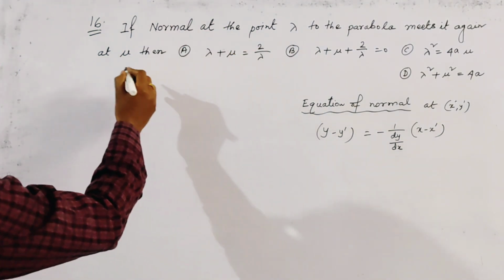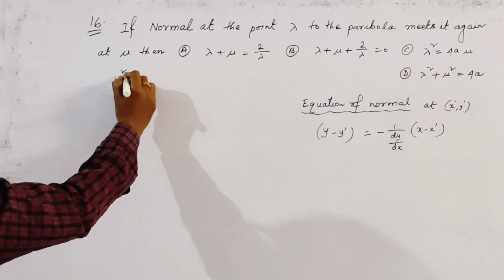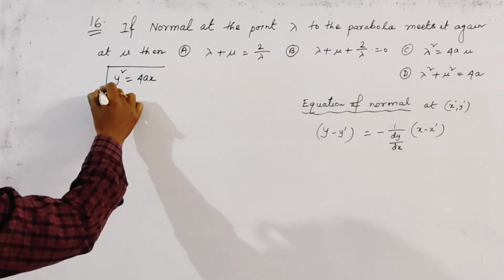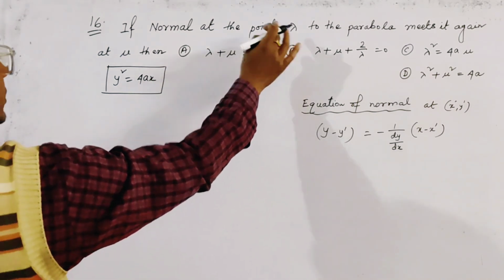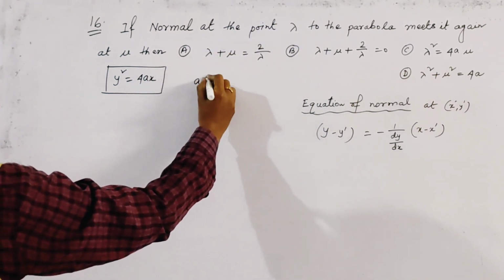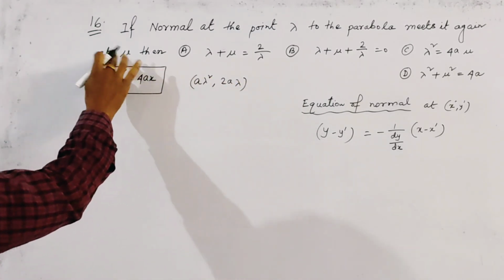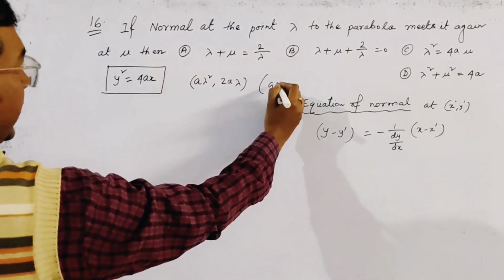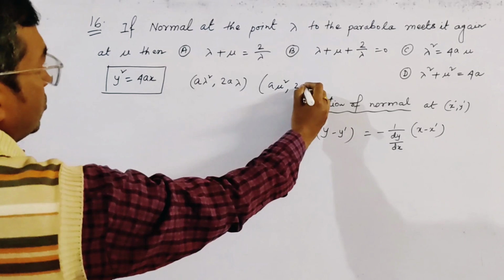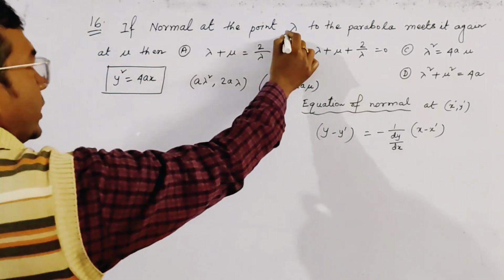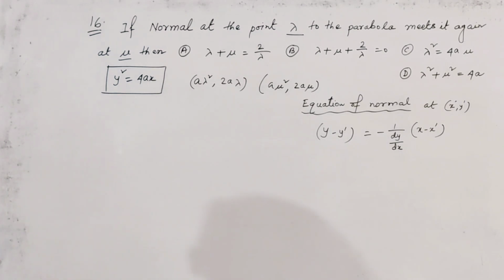Here if we take the parabola y square equal to 4ax, then the point lambda means (a lambda square, 2a lambda), and the point mu is given by (a mu square, 2a mu). Okay, these are the meaning of the point lambda and the point mu.